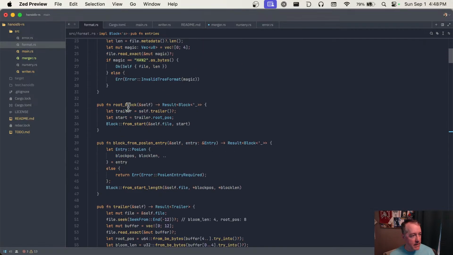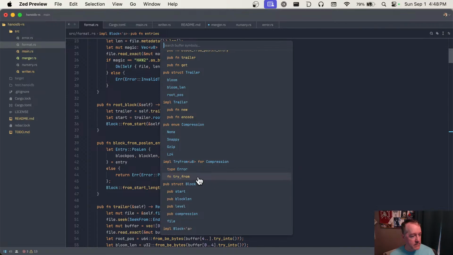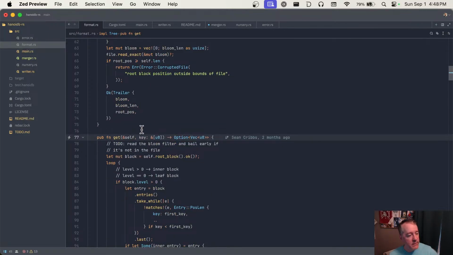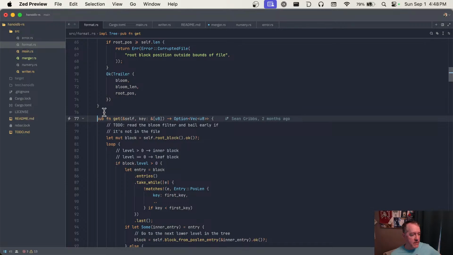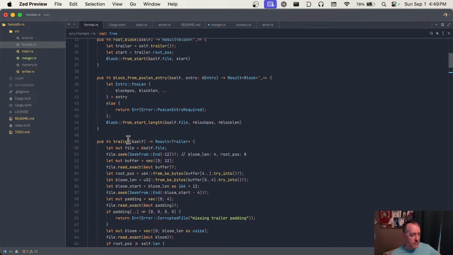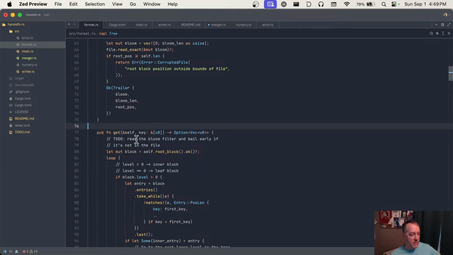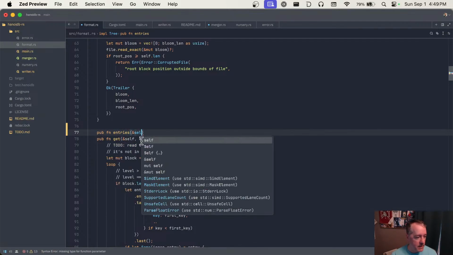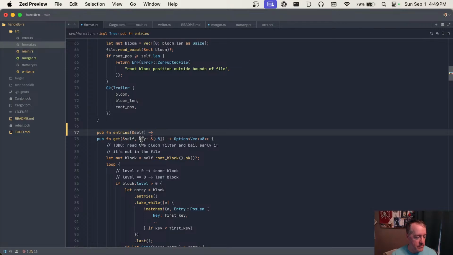Now we do have single key lookups in get, right? But what we kind of want is something that will let us iterate over the entire tree. So similar to what we did on block, we have entries. Let's just say entries and self, and it's going to give a tree. Let's make a tree entry iterator.